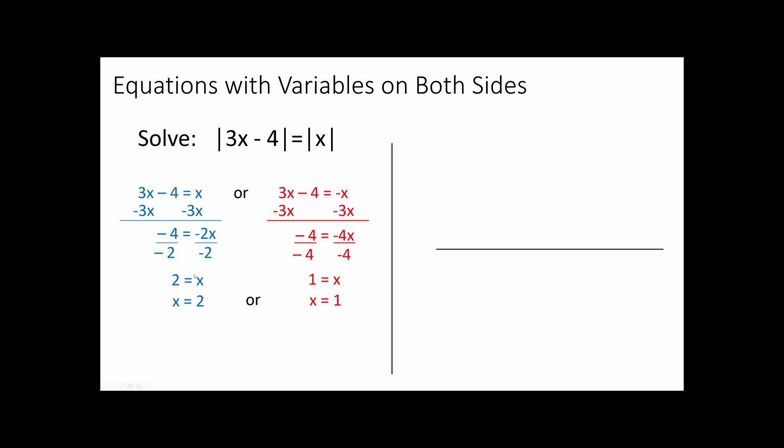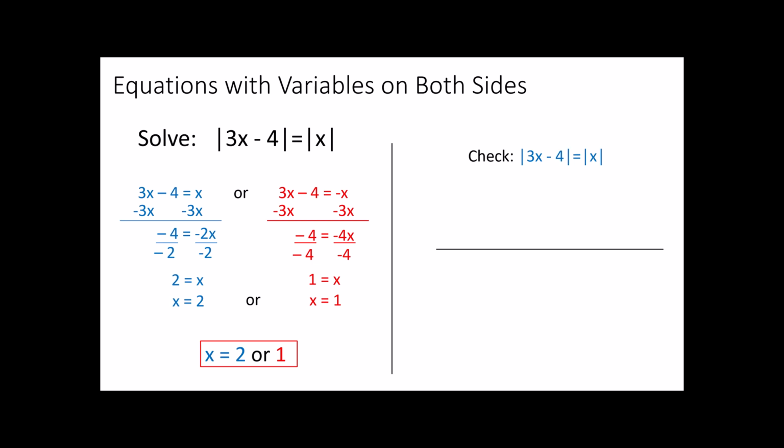Notice I can switch those. That's a symmetric property. If two things are equal, they're equal. It doesn't matter which side they're on. And your solution is 2 or 1. Now, what I'm going to remind you of is we don't choose 2 or 1. What we're saying is if we're asked about every value of x that works, we're saying 2 would work or 1 would work. So even though we're using the word or, we still have to give both.